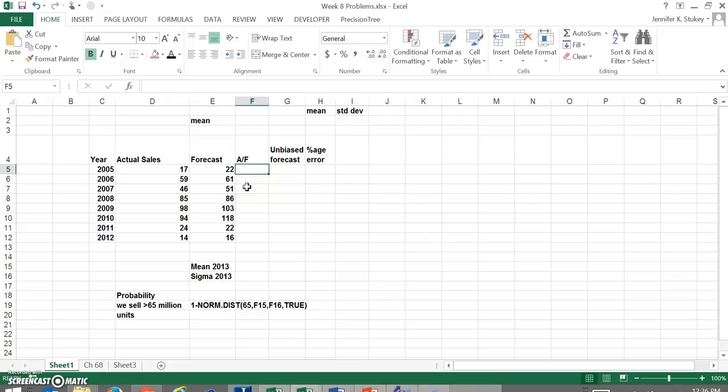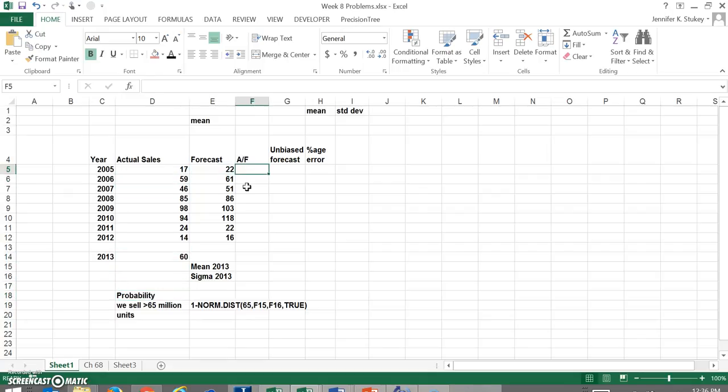This lesson deals with making probability statements based off of a forecast. What we have is the actual sales versus the forecasted sales from years 2005 through 2012. And what we are given is that our predicted sales for 2013 are 60. So what we want to know is, what's the probability that our sales are going to be over 65?